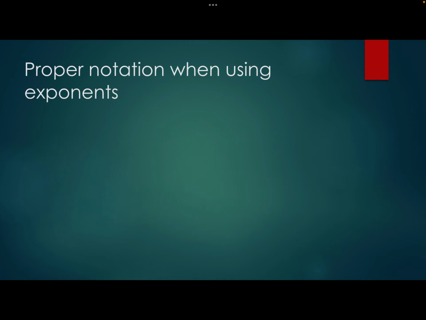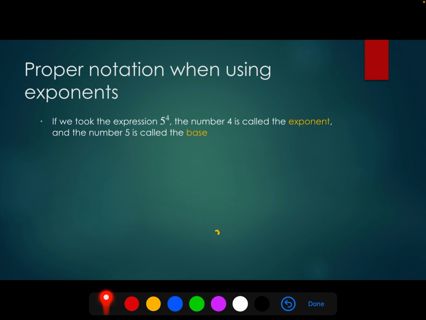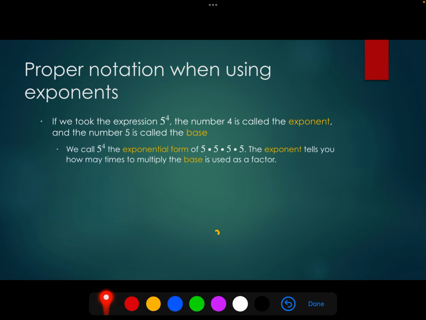So first, let's talk about the proper notation when we use exponents. For example, if we took the expression 5 to the power of 4, that number 4, that's what we call our exponent, and that number 5, that's what we call our base. Now, writing it as 5 to the 4th power is what we call exponential form.